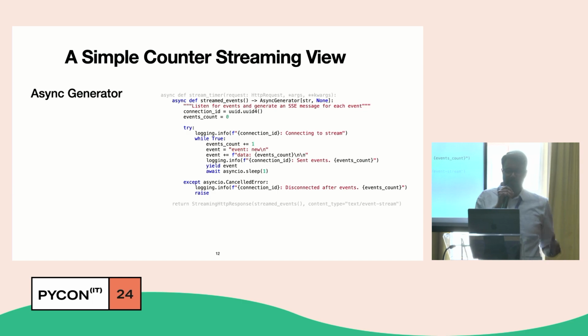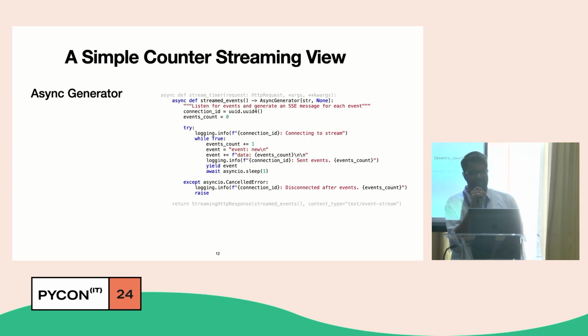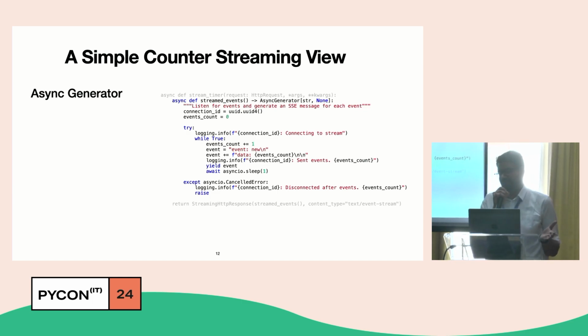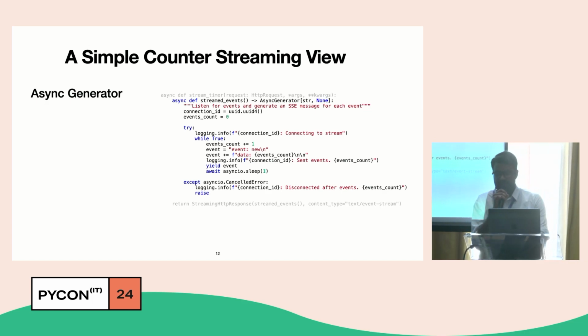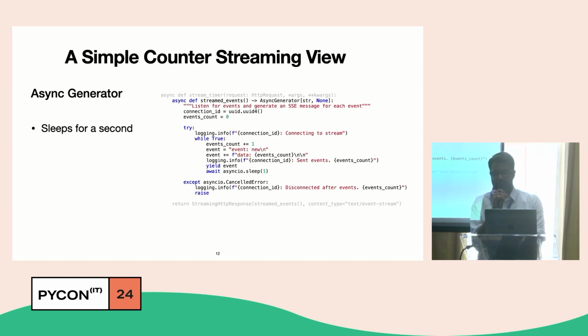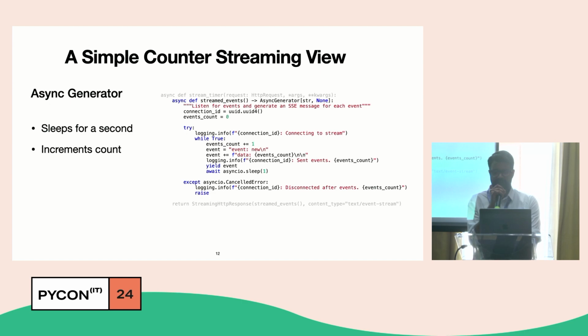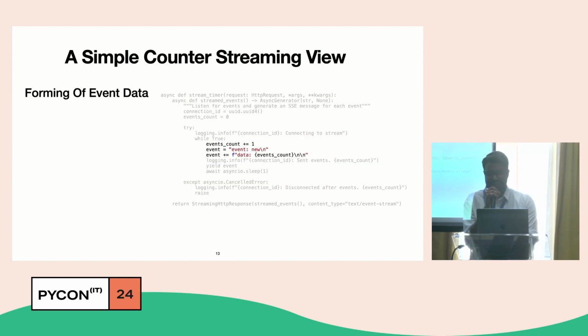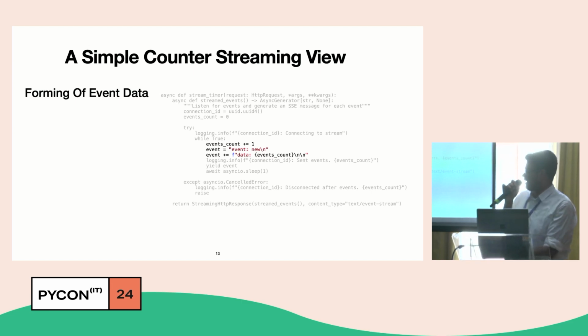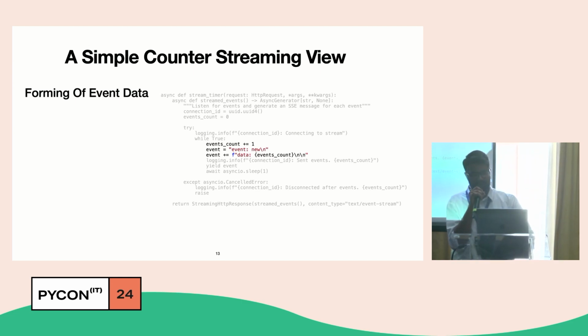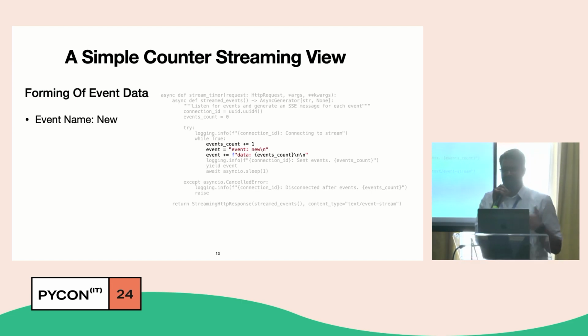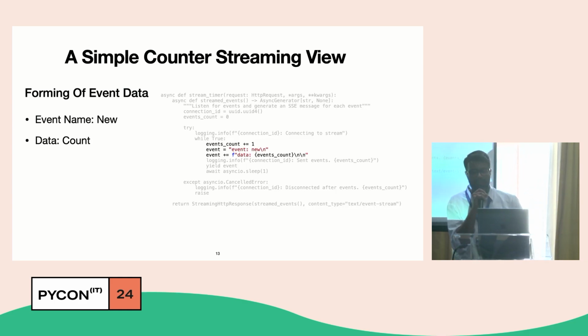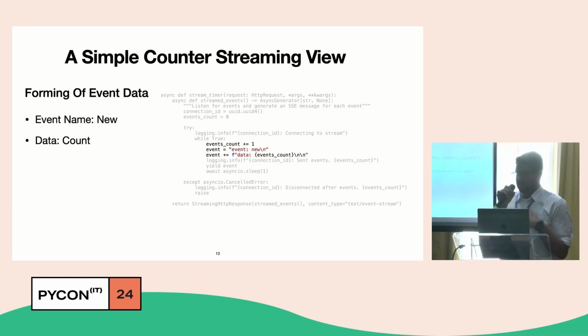You see the highlighted part? The highlighted part is an async generator, and it's the main core. It basically sleeps for a second, increments the count, and yields the count. And this is how the event data is formed. The event data has the name new, and also has the count as the data. Now let's look at another component.